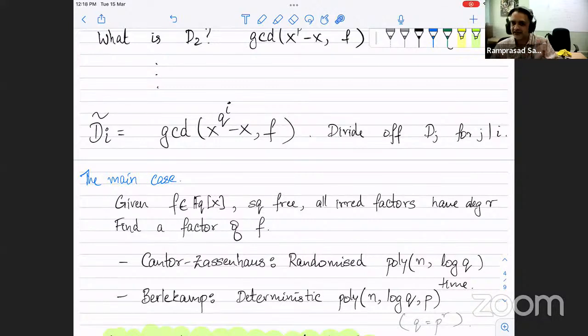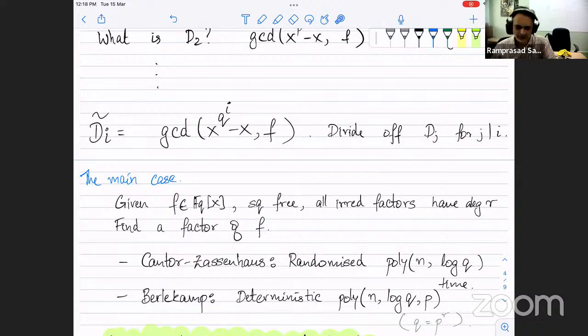On the other hand, there is a different algorithm by Berlekamp that is deterministic and is suitable for large fields of small characteristic. The running time is polynomial in n, log q and p, where q looks like p^r and p is the prime. So the second algorithm is very useful if you're working over a field that looks like F_2^10000 or something. But it's not useful if your field is over a very, very large prime, because then it runs in time polynomial in n and p, which is perhaps not what you want.